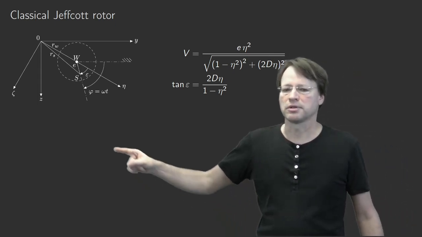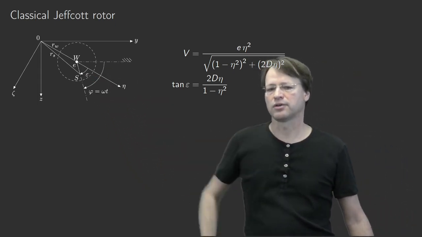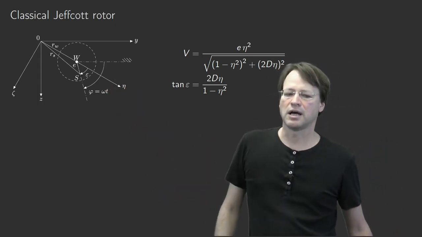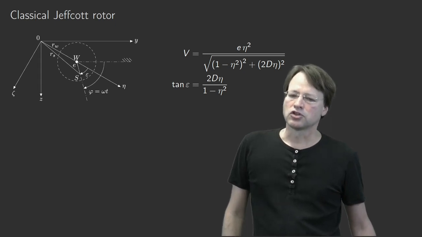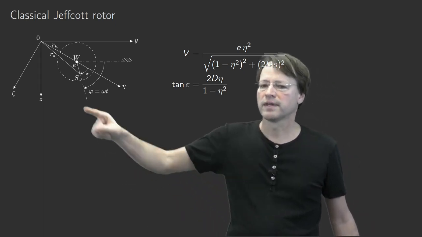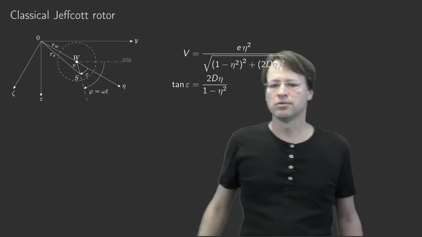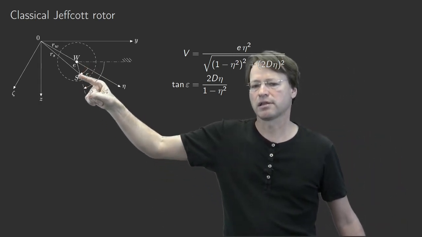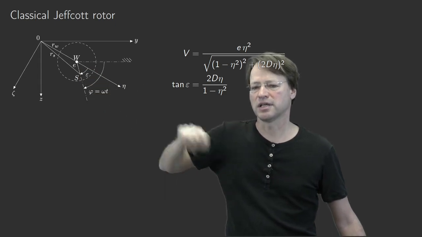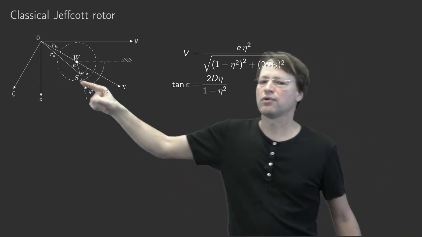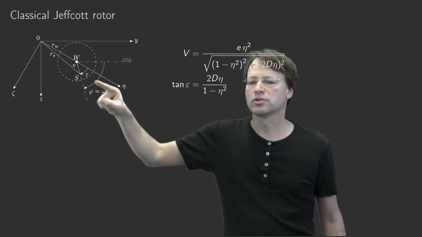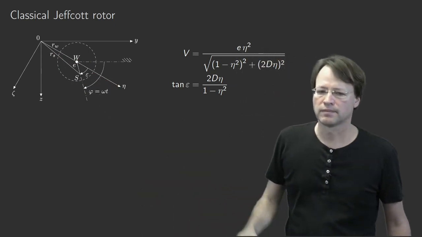But let's determine the length of that vector r sub s. So the distance r sub s. So first of all, what we know is that r sub w is equal to v, and we know that tiny little length here, the distance between W and S, so E. So we have already two pieces of information in that triangle, and we also know that angle epsilon here.